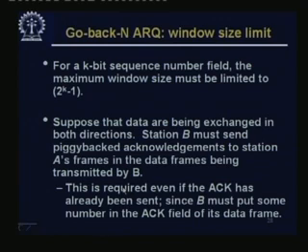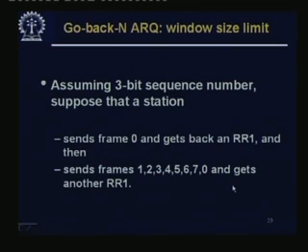So, let us quickly look at the window size limit for Go-Back-N ARQ. For a k-bit sequence number field, the maximum window size must be limited to 2 to the power k minus 1. Now, why is it that the window size cannot be greater than 2 to the power k minus 1? This is the reason. Suppose that data are being exchanged in both directions. Station B must send piggybacked acknowledgements to station A's frames in the data frames being transmitted by B. This is required even if the ACK has already been sent, since B must put some number in the ACK field, this we have already discussed.